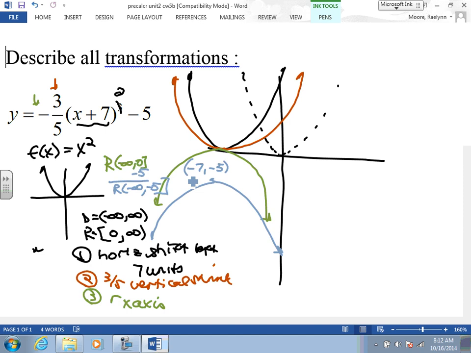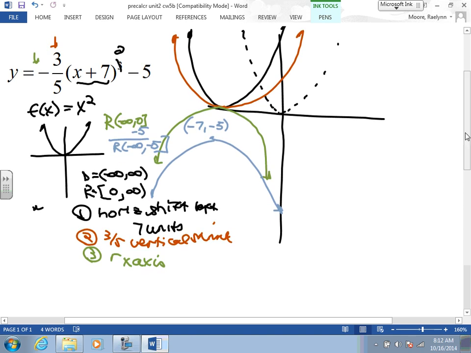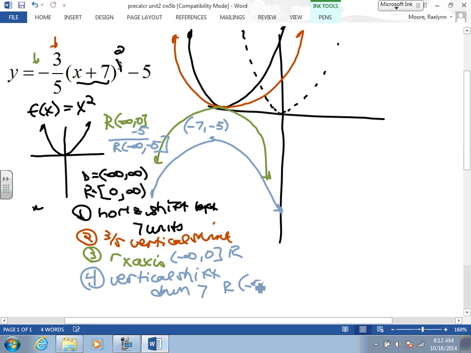So number 4, I can't fit it under here. Can I move this? I think I can move this. Number 4, vertical shift. Down 7. Just make my range go to here. And just made my range go to here. Go down 5.